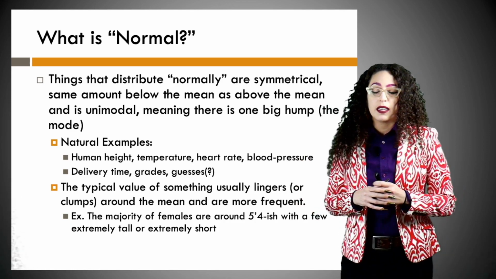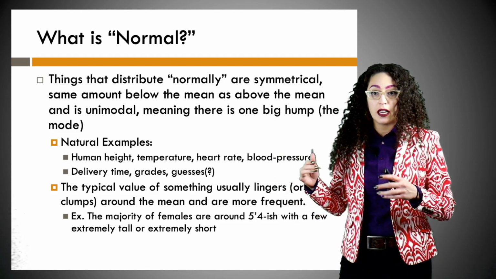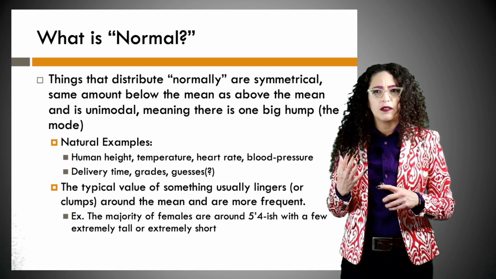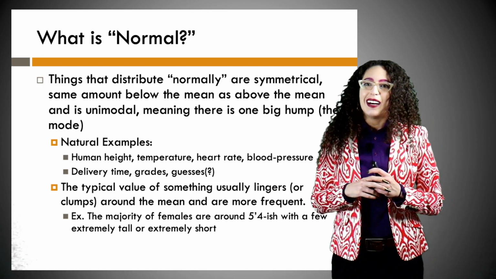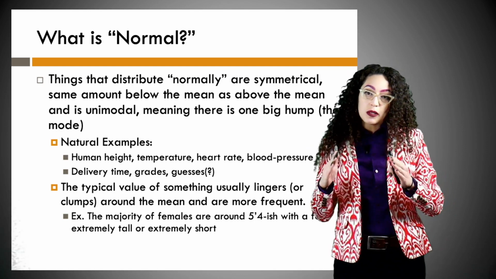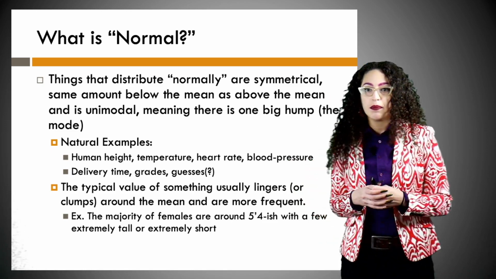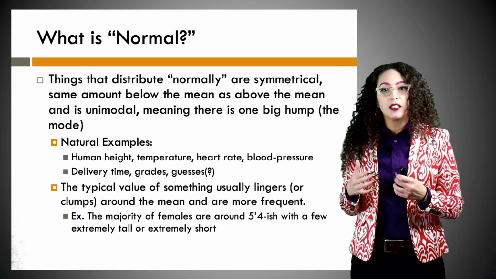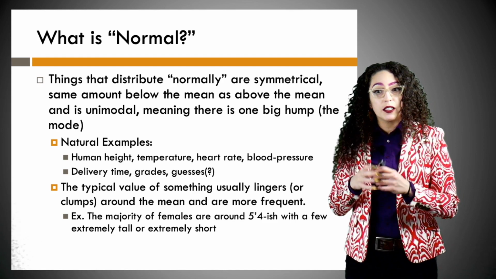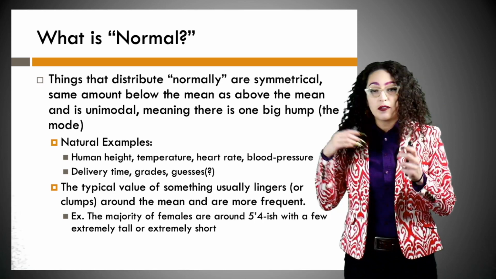There are many, many examples of natural things following this distribution, like human height, temperature, heart rate, blood pressure. These are all very related to biological functions. There's many, many other things. There's also delivery time, grades, maybe even guesses. Lots of things will normally distribute over time if you sample enough people enough times. The typical value of something usually lingers or clumps right around that mean, and those, again, are more frequent. So the majority of females are around 5'4"-ish, with a few extremely tall and a few extremely short.